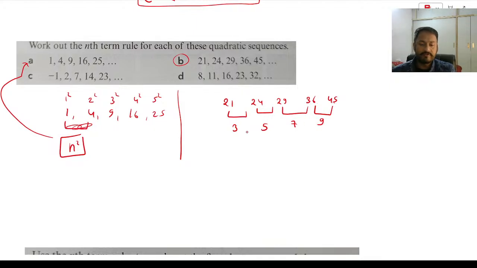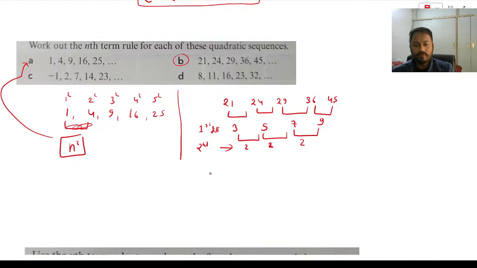Done. So the first difference is not the same. We can calculate the next one. So 9 minus 7 is 2, 7 minus 5 is 2, and 5 minus 3 is 2, right? So you got the second difference the same. This is called the second difference and this is called the first difference, right? Now, if the second difference is the same, then it is quadratic.